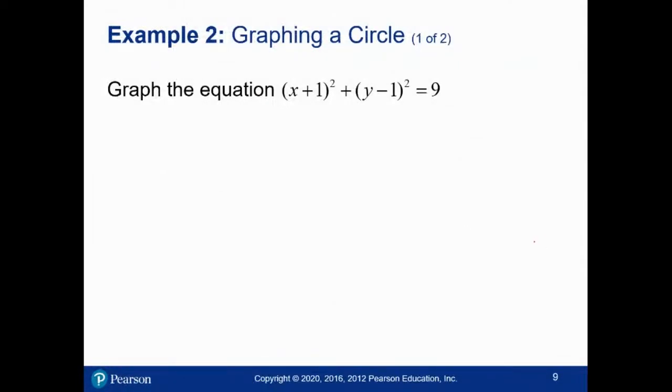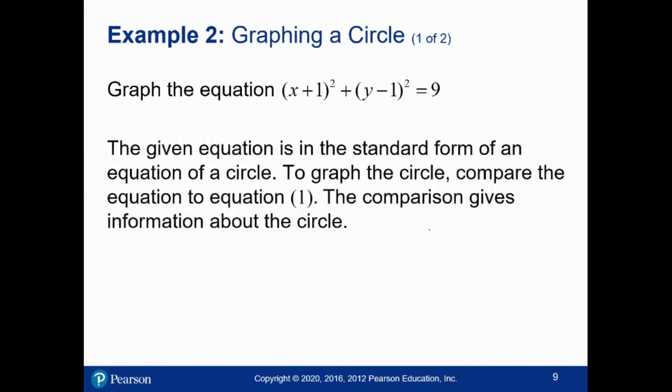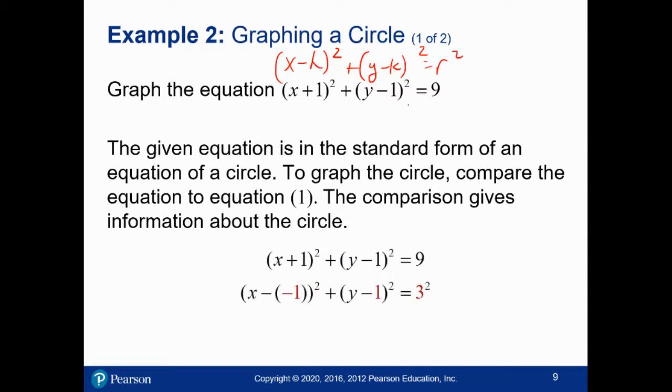Can I graph a circle, given only the equation? Well, it is in standard form, and that's going to tell us some stuff. Does this look like (x minus h) squared plus (y minus k) squared equals r squared? Yes, it tells us that h is -1, k is +1, and r is 3.